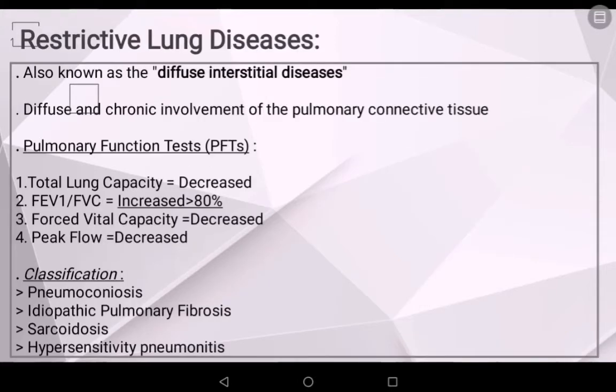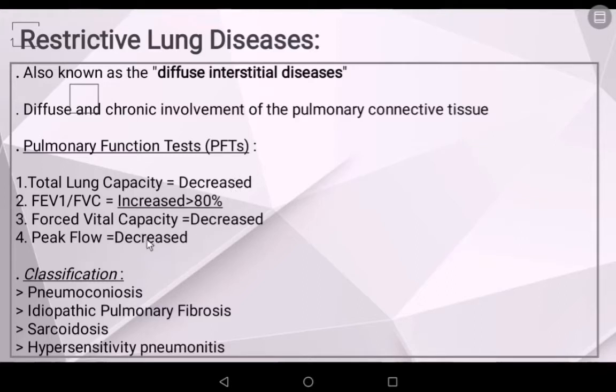So, what are restrictive lung diseases? These are also known as the diffuse interstitial diseases. It is a group of disorders characterized by diffuse and chronic involvement of the pulmonary connective tissue. In this group, the pulmonary function tests are characterized as follows. The total lung capacity will be decreased. The forced expiratory volume 1 and forced vital capacity ratio will be increased, greater than 80%. Forced vital capacity is decreased and peak flow is also decreased. So one thing you have to consider is that the forced expiratory volume 1 ratio with forced vital capacity is the only thing which is increased in the pulmonary function test, and these are the tests which will be consistent with all the restrictive lung diseases.